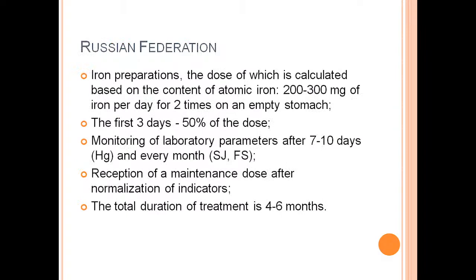What about iron preparations? The dose is calculated based on the content of elemental iron. For the first 3 days, we should take 50% of the dose. Monitor laboratory parameters after 17 days, we see hemoglobin, and every month you should do another test. Maintenance dose is given after normalization of indicators, and the total duration of treatment is 4-6 months.